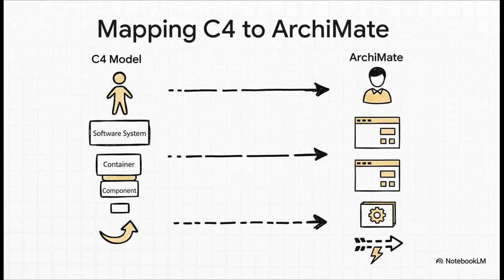And this isn't just some vague conceptual idea. You can literally map the concepts. A C4 person maps cleanly to an ArchiMate business actor. A C4 software system or container maps directly to an application component. This means your developer-friendly C4 diagrams can be directly and consistently pulled from your formal enterprise model. It creates a seamless link.